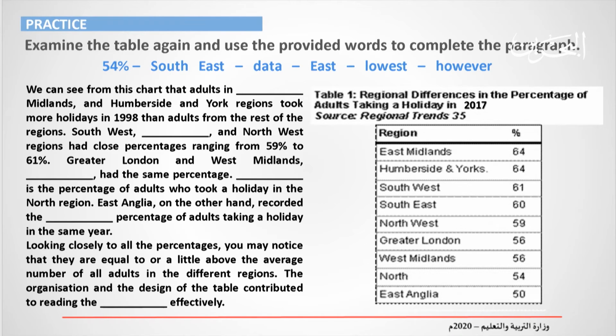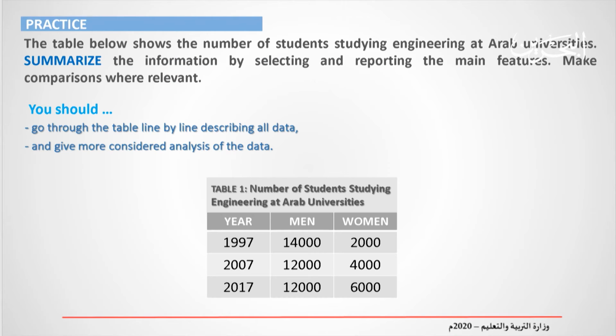Now let's check the answers. East, southeast, however, 54%, lowest, and data. Hope that you all got the correct answers. Let's move on to the next practice.